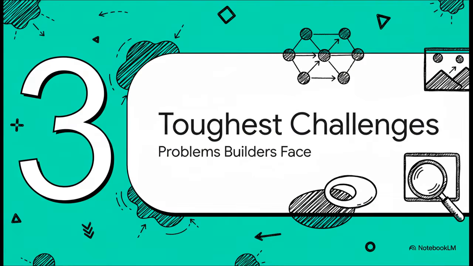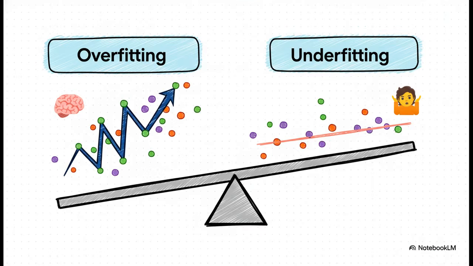Okay, so this whole process is really powerful. It is, but it's not always a smooth ride. There are these common pitfalls, kind of like the classic villains of the story, that every single person building these things has to learn how to fight. And maybe the biggest challenge of all is this balancing act. On one side, you have overfitting.